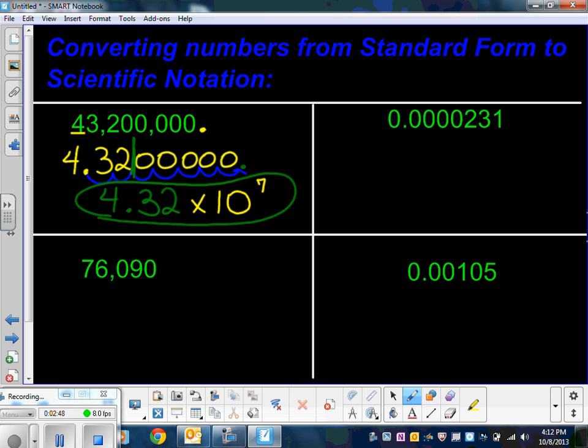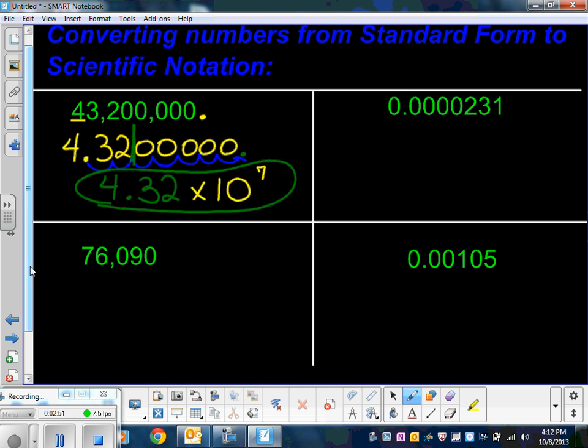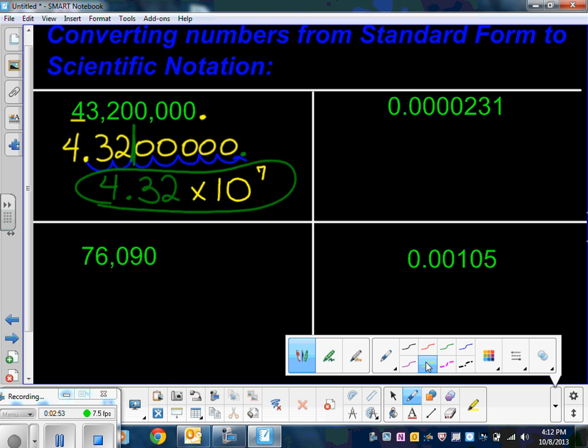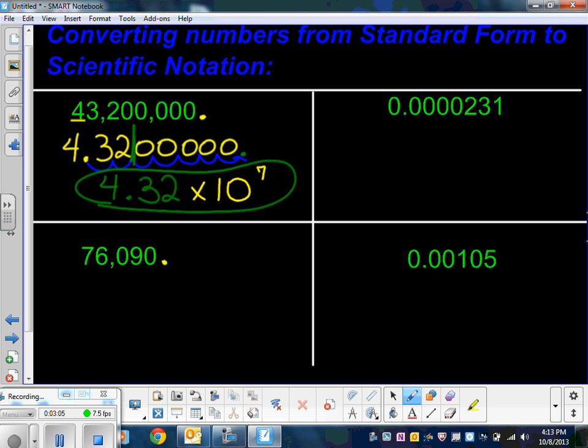Let's try another one. We now have the value of 76,090. Let's first identify where the original decimal is. Since there's none visible, we know it's all the way at the end to the right. Move to the left of your value here, and start looking for your first number that is not a 0. In this case, it's a 7. Drop the decimal after it, and rewrite the rest as it was. I am including the original decimal as well once again to help us.